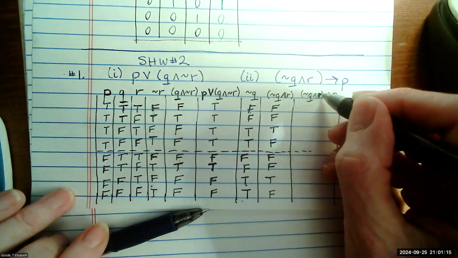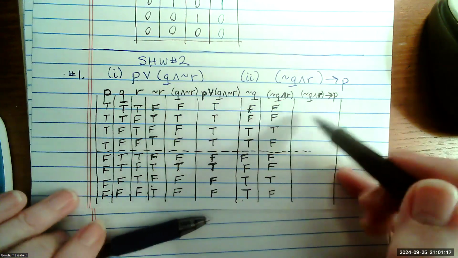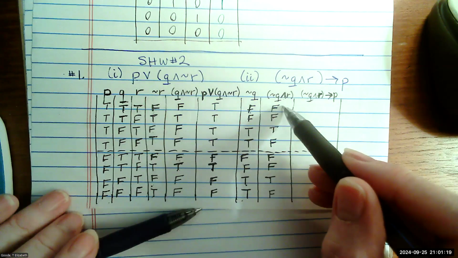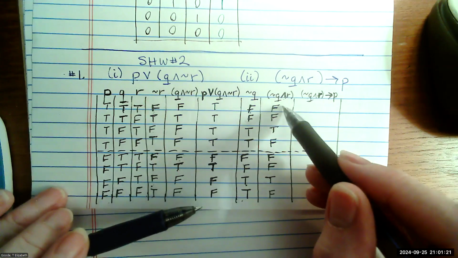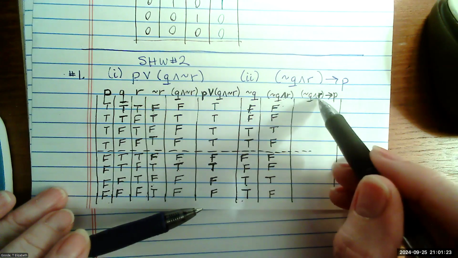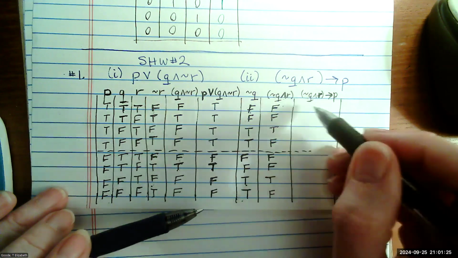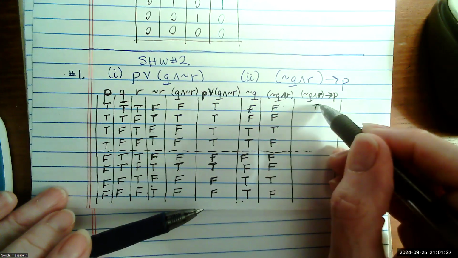Remember that? True by false hypothesis. So look in row 1. We have a false hypothesis. So it doesn't matter whether P is true or false. We know that the if-then is true by false hypothesis, okay?